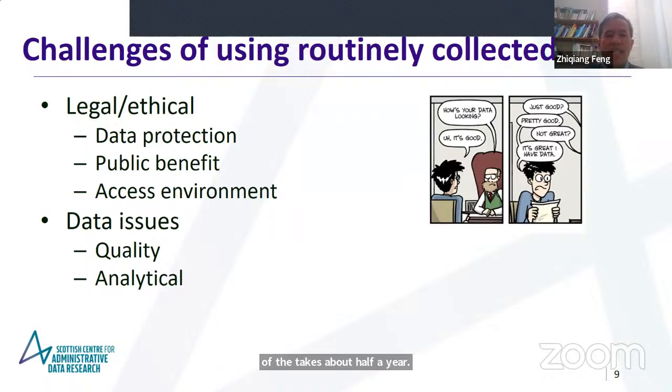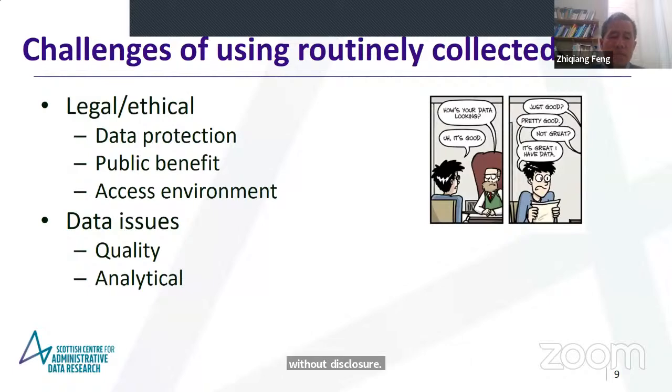And also the access environment is important. The data normally is kept in a secure environment, and we have to go to the safe setting to use the data, and the results will be evaluated by a panel as well. So you can't publish anything from the results without disclosure control.